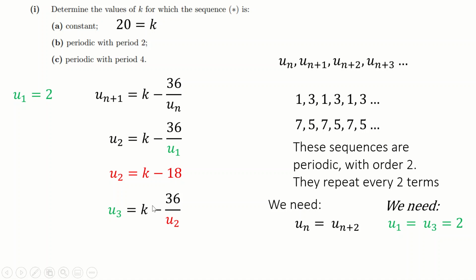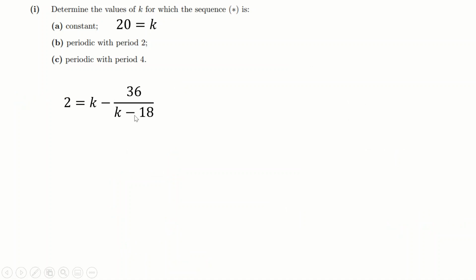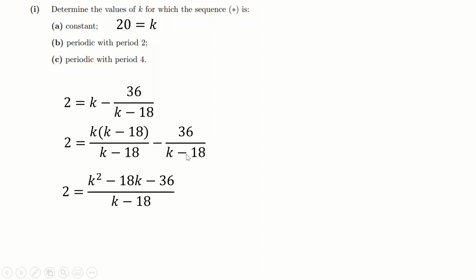But I know two things here. Firstly, I know u3 is equal to u1, which is equal to 2. So I can replace that with a 2, and I know u2 is this thing, so I can replace those both in, and this looks promising. This looks like something I can probably solve. If I make this k into k minus 18 over k minus 18, I've just multiplied this by top and bottom, so I've kept it the same. Now I've got a common denominator, so I can expand that out and put the minus 36 in with it and just keep the denominator. Now I can multiply both sides by k minus 18 to get 2k minus 36 is equal to this numerator here. Rearrange and solve.